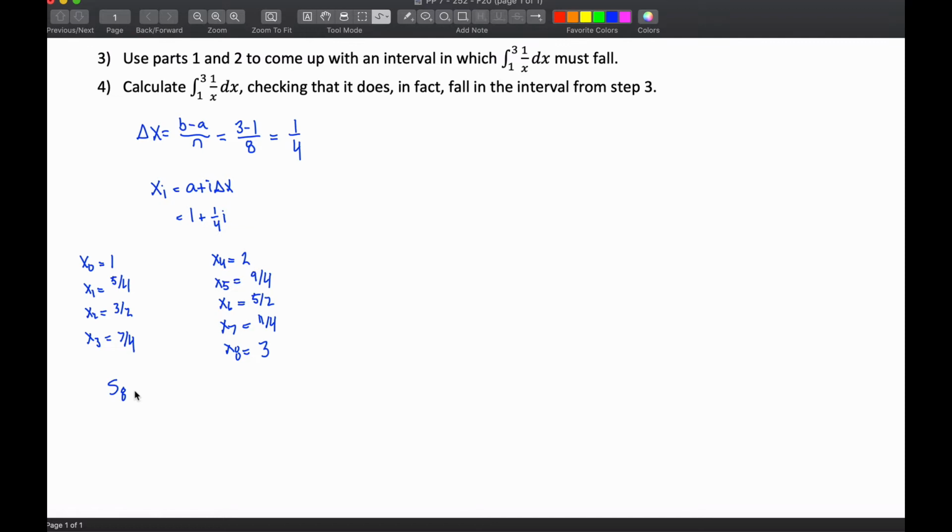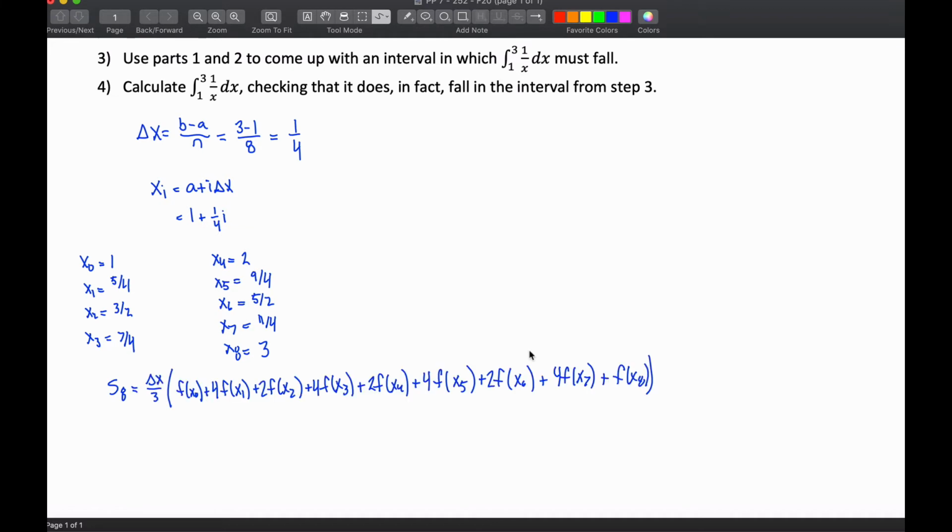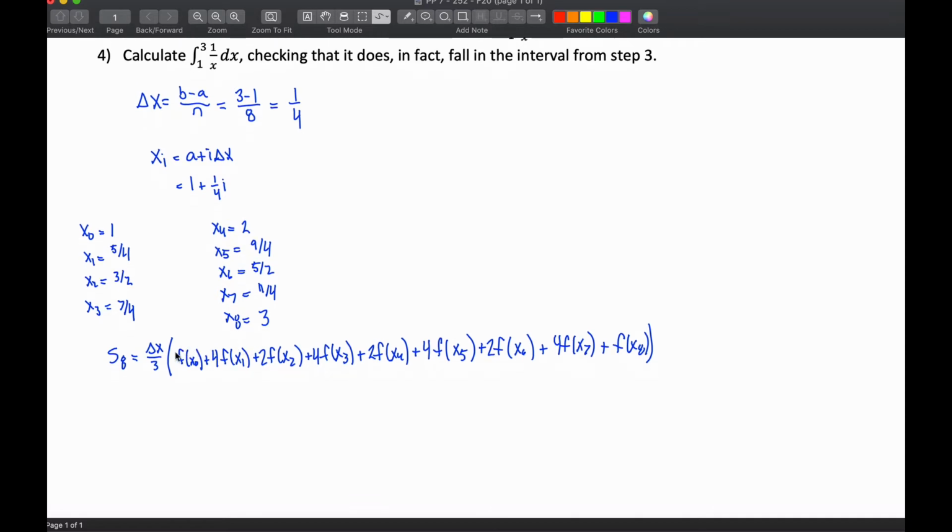I think I'm now ready to calculate S8. I'm going to go ahead and write the formula down here for you just so you have it for reference. A little bit tedious to write, but here it is. We have delta x divided by 3, and then we have all these f of x terms. Note that the coefficient on the first and the last one is just 1, and then we alternate between 4s and 2s in the middle, starting and ending with a 4. Since delta x is equal to 1/4, I have 1/4 divided by 3, and if you multiply by the reciprocal of the denominator, you end up with 1/12.